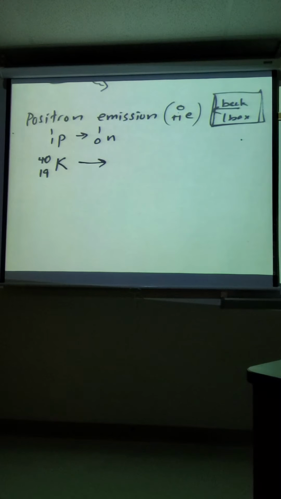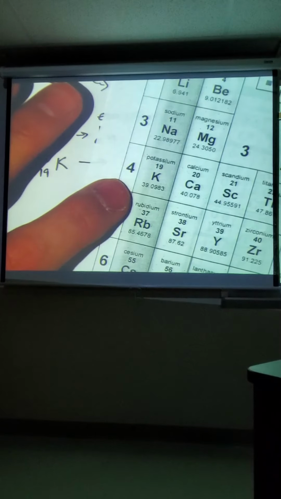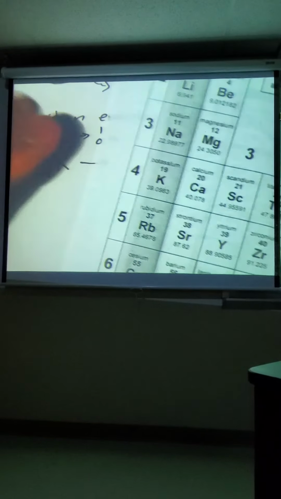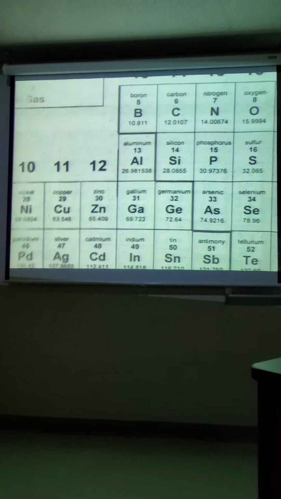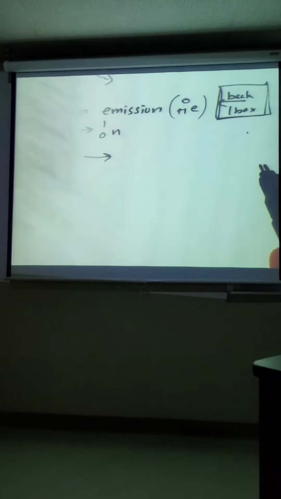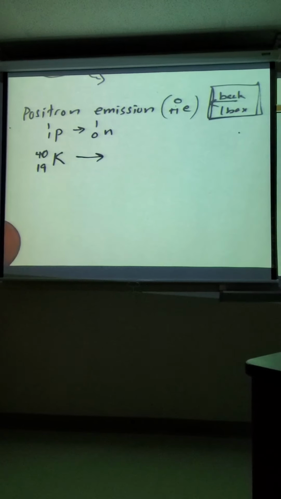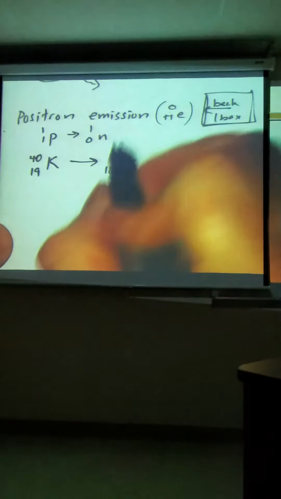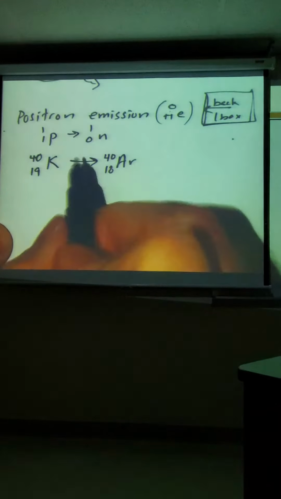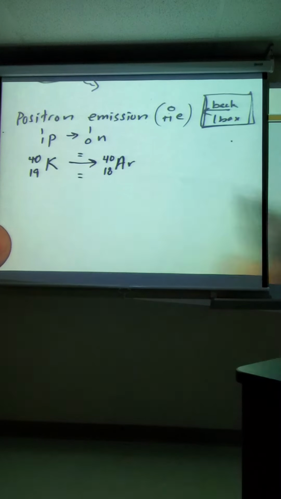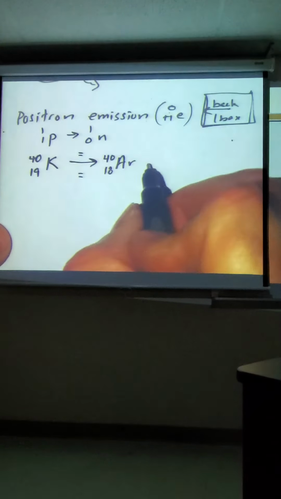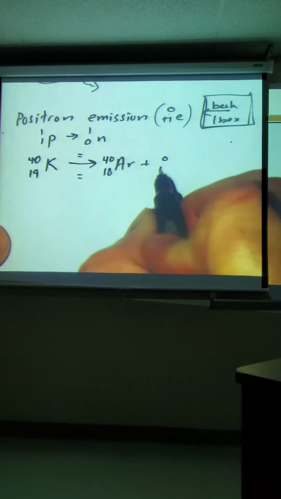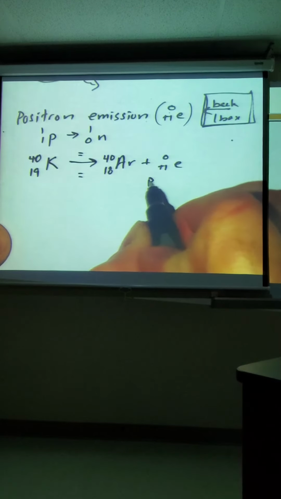If we look at the periodic table, we're here. Potassium 19, we're going to have to go back to the previous row. That's going to be argon 18. So we're going to go back to argon 18, but notice the mass stays the same. 40 equals 40 still. 19 equals 18, never. But that's because we have a particle missing. That's a 0, +1. This is called positron emission.